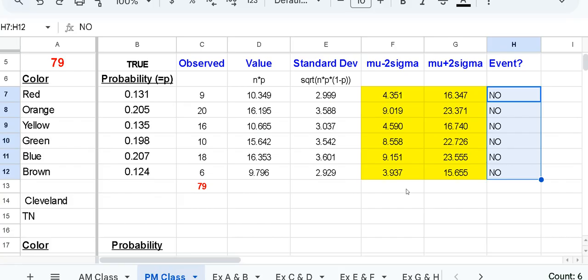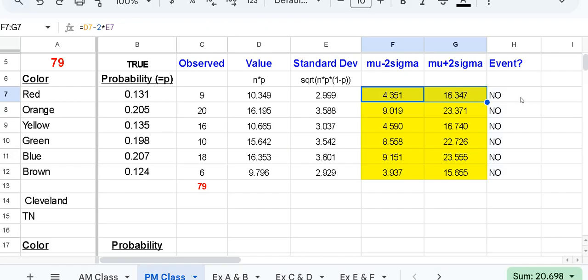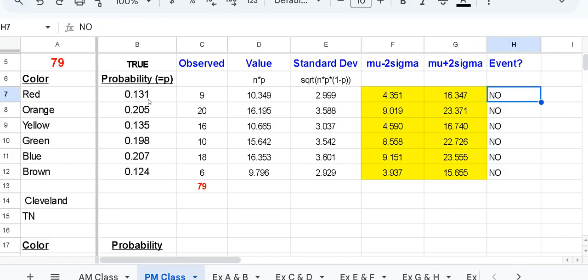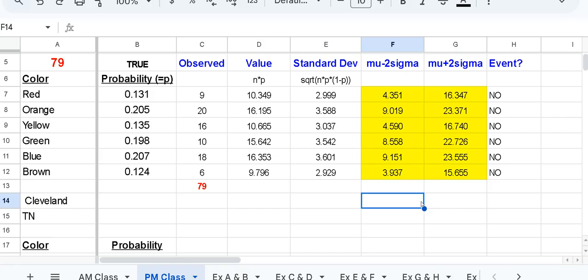One of the things I expect you to be able to do is exactly what I did: find these values and decide if you have a significant event or not. Is your observed value in this range? If it is, great. If it's not, it's statistically significant, either significantly high or significantly low. How are we looking on our M&Ms example? Could you do that a week from today, find if something was significantly high or significantly low?